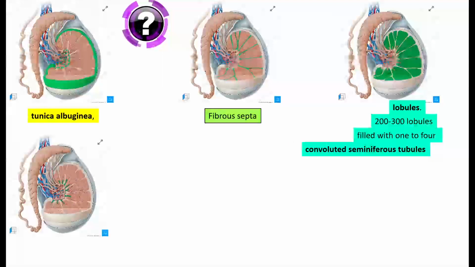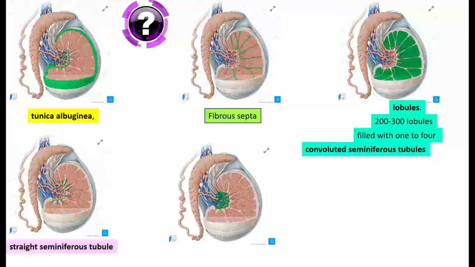Next, each seminiferous tubule is made of a loop first, and the loop is attached to a duct that is going to carry the sperms to the next stage. These are called straight seminiferous tubules. They are part of the seminiferous tubules, but the last part of the seminiferous tubules.